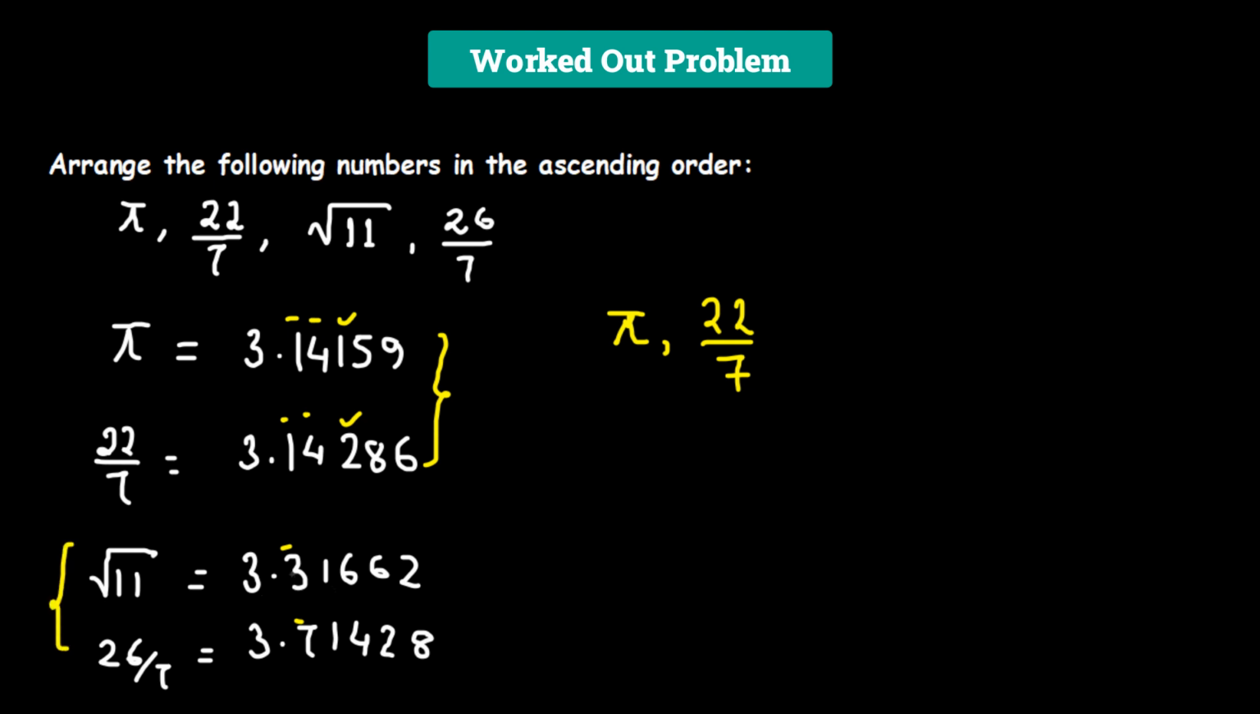As usual, we go to the digit in the 10th place. For square root of 11, the digit in the 10th place is 3, whereas for 26/7 it is 7. So 3 being lesser than 7, we know that square root of 11 is going to be lesser than 26/7. So this is the order. That means the question itself was given in the proper order: pi, followed by 22/7, then square root of 11, and finally 26/7.